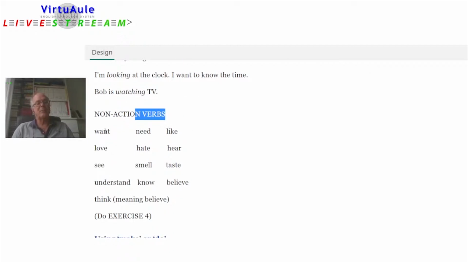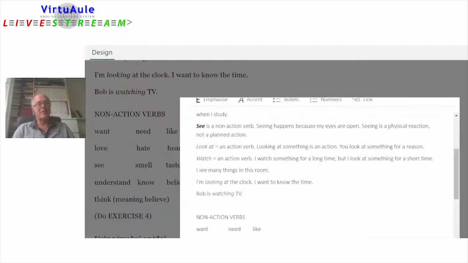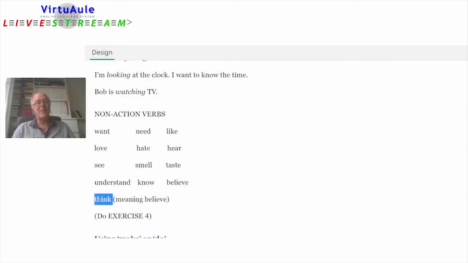Some non-action verbs: want, need, like, love, hate, hear, see, smell, taste, understand, know, believe, and think. Okay, just remember that these verbs generally are not used with action progressive verb tenses. Think, in the sense that you believe something. I think you are correct. I believe you are correct. I don't say I am thinking you are correct, because the idea is to believe.